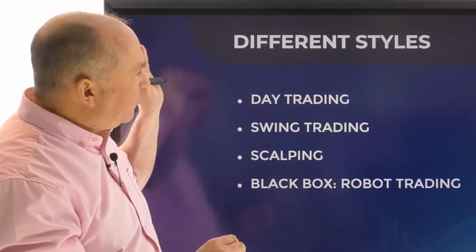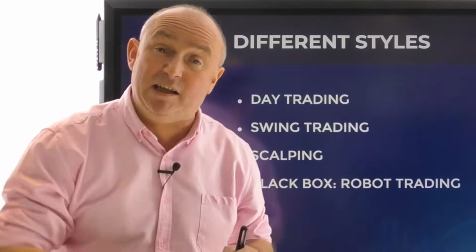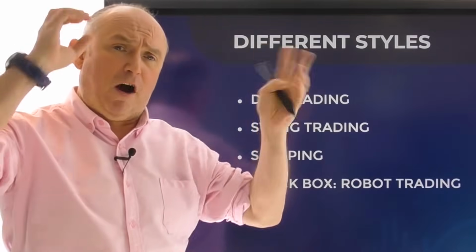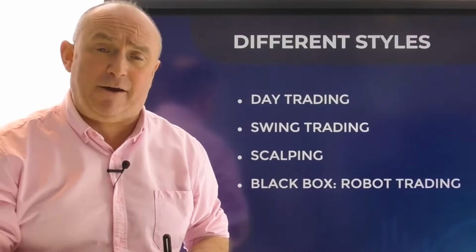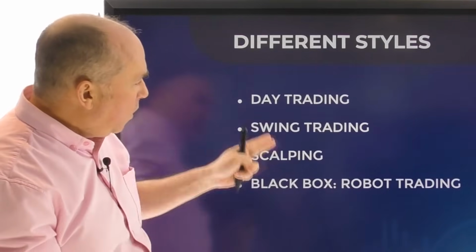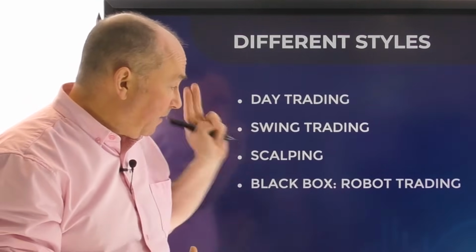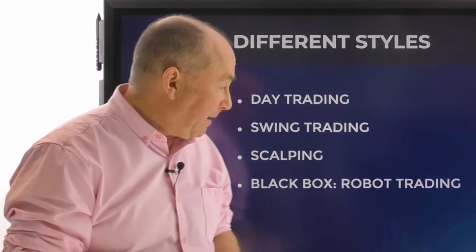Start off by looking at the different trader styles. Now these are the buzzwords that I'm sure you've seen out there. If not, you will see them at some point. People say, I'm a day trader, I'm a scalper. So now let's put some clarity to what exactly all this means. So we can talk about what a day trader is, what a swing trader is, what a scalping trader is, and of course we've got to end off by talking about the black box or the robot trading.